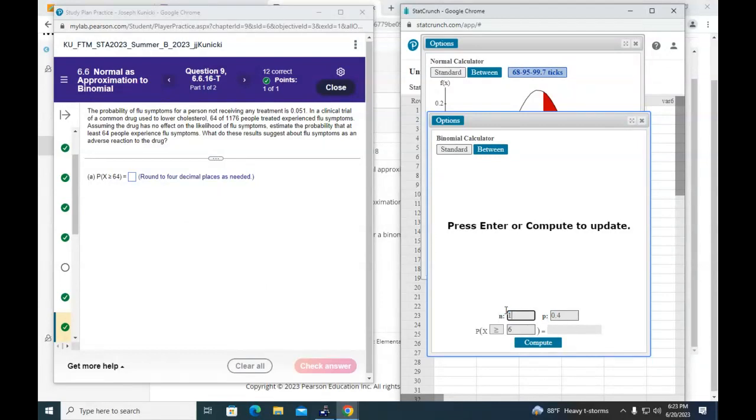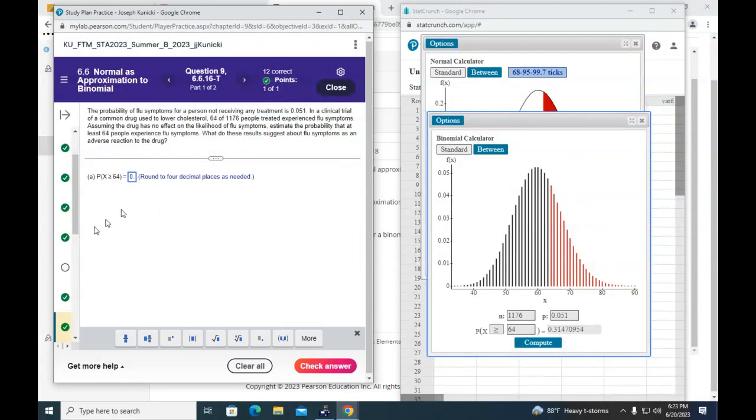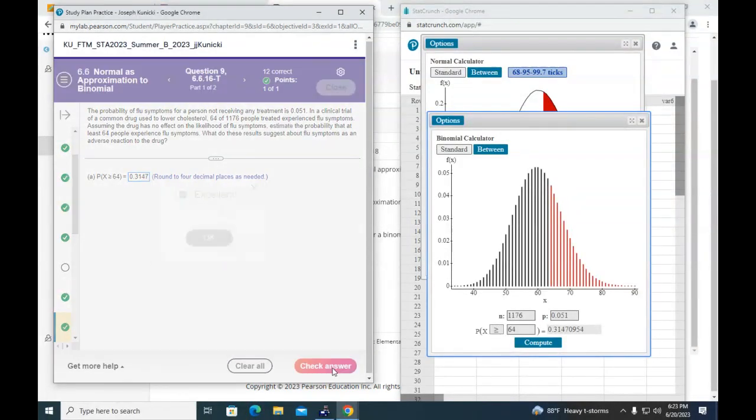N is 1176, and P is 0.051, and I want the probability of at least 64, so that's greater than or equal to 64. Compute to 4 decimal places, 0.3147. See, now I took it, so I'm done. But I'm going to run through the other one with you so you see how to do it in case you do have to do it.